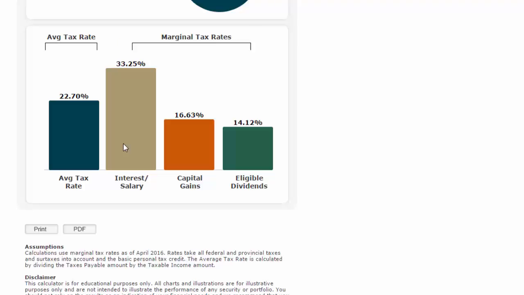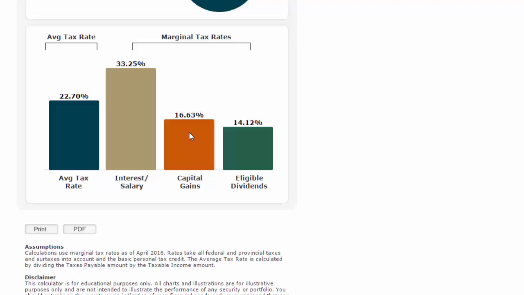And you can see here that interest income is taxed at the highest rate. Whatever level of income you're at, if you're at a marginal tax rate of 33.25%, that income is going to be taxed at that level. So at the highest rate, there's no tax advantage attached to interest income. Capital gains income, you can see that the marginal rate is lower. It's 16.63%, so a huge difference between interest income and capital gains. Well, what kind of investments provide capital gains? A couple of obvious examples would be I could buy a common stock or mutual funds.